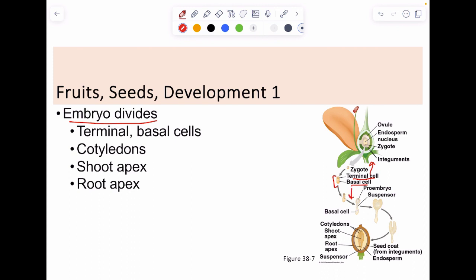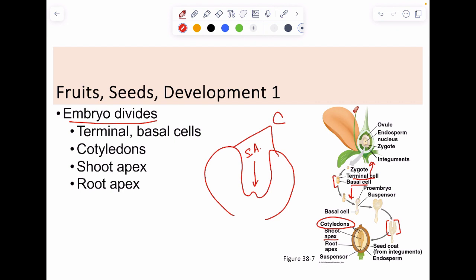Ultimately, the terminal cell is going to start to form baby or embryonic leaves that are called cotyledons. In between those cotyledons is going to be the shoot apex, meaning if I were to look at it, there's actually like a little speed bump. That right there is the shoot apex, while these are the cotyledons. And then we'll also have the root apex.